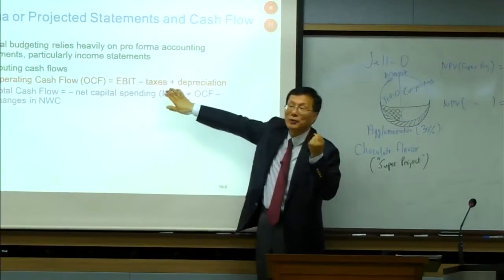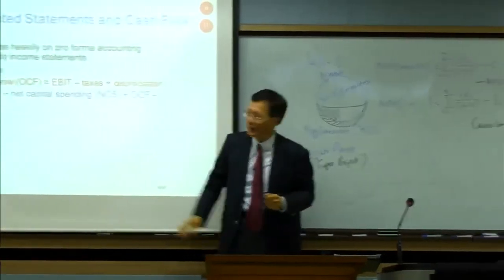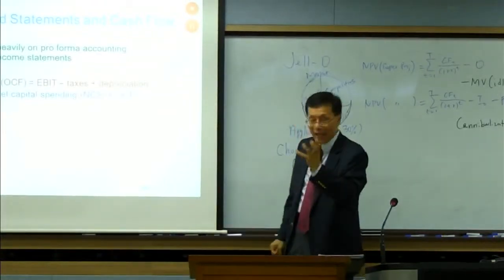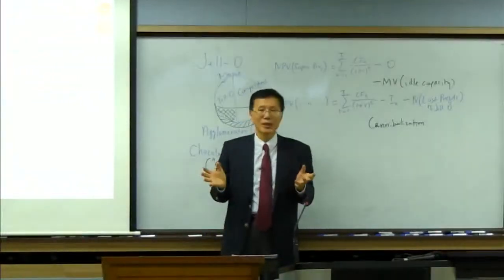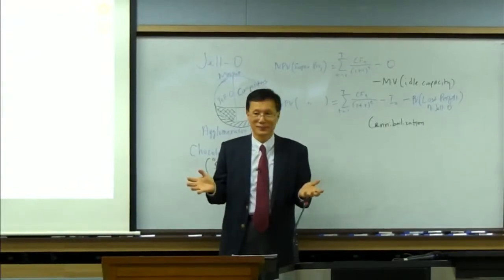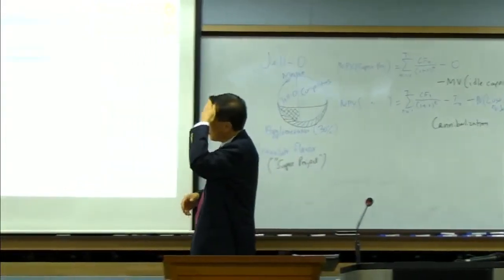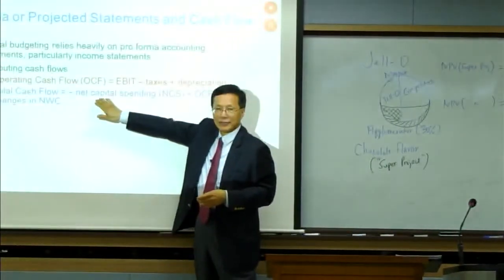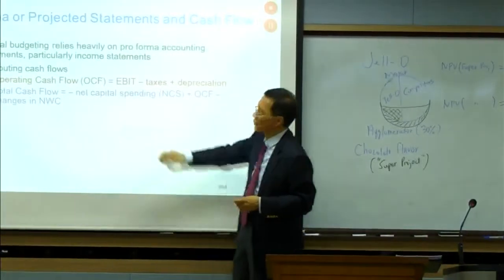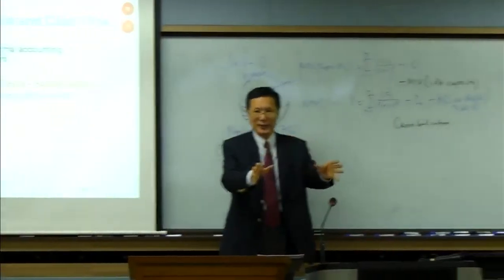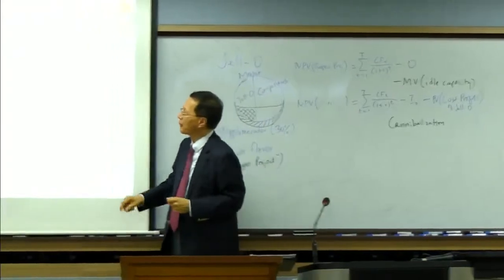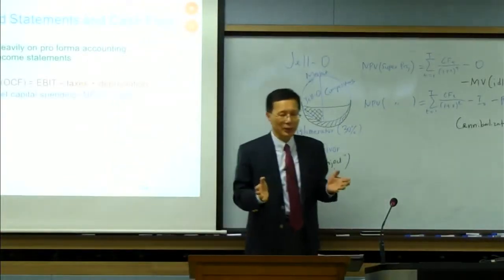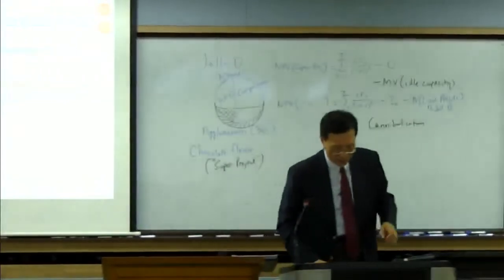This is like all-equity firm's cash flows. Subtract tax and add depreciation. This is like NOPAT. So total cash flow is negative net capital spending, that's the capital outlay, the capital cash outflows, plus operating cash flow, this, minus changes in net working capital. We'll discuss this using an example.